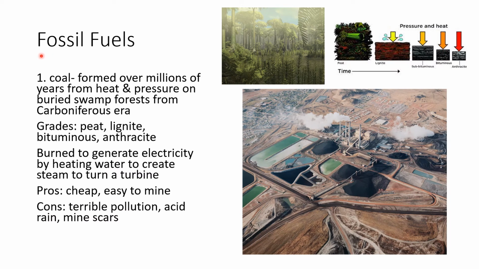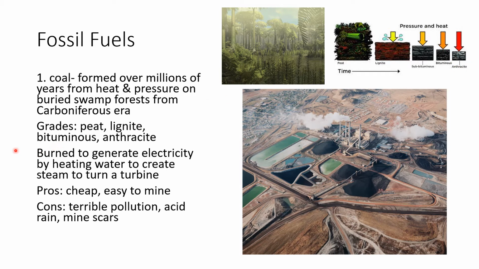Okay, first let's talk about the different types of fossil fuels. First is coal. Coal forms over millions of years when there's heat and pressure on swamps, like those coal swamp forests from the Carboniferous era that we learned about when we talked about the geologic timescale. The different grades of coal in order of increasing energy per volume are peat, and then lignite, bituminous, and anthracite coal. Anthracite coal has the most energy. It's the most valuable form of coal.